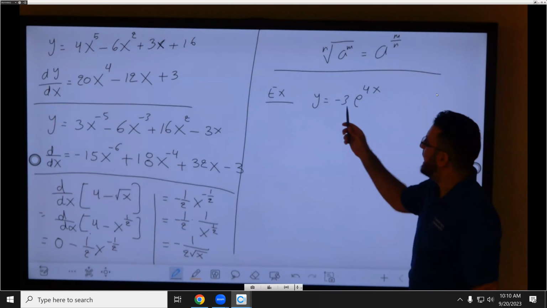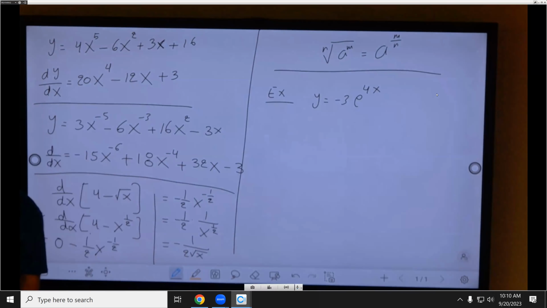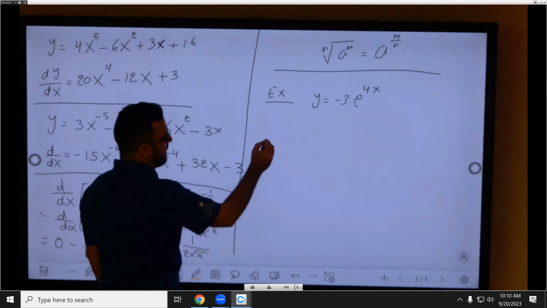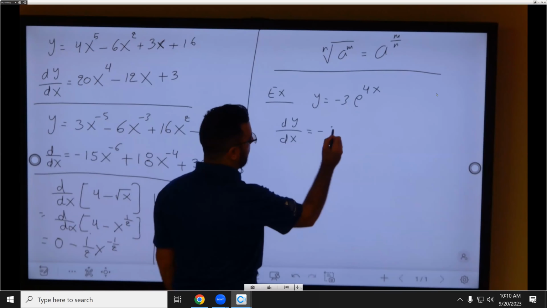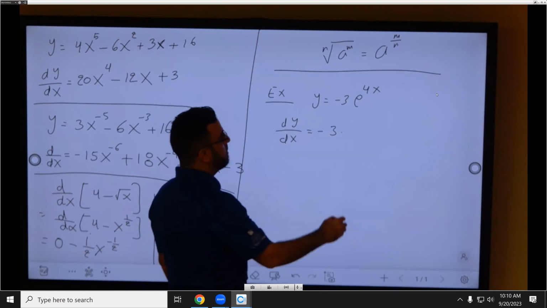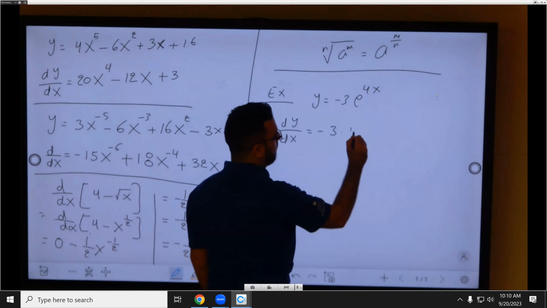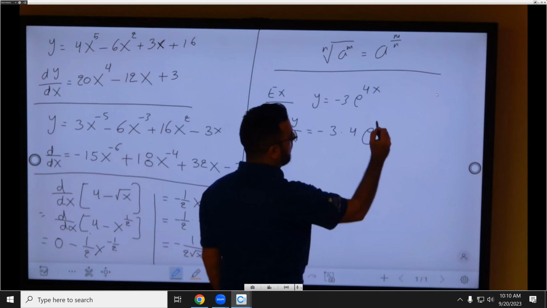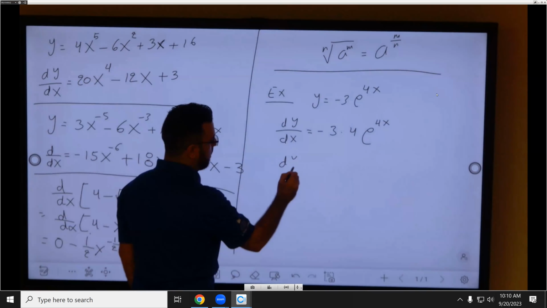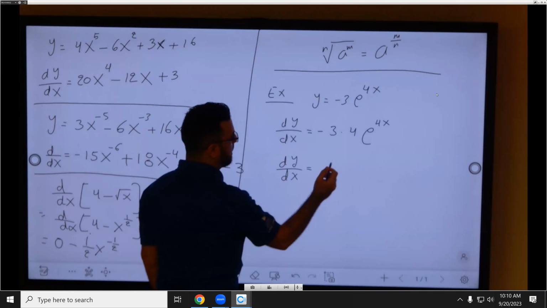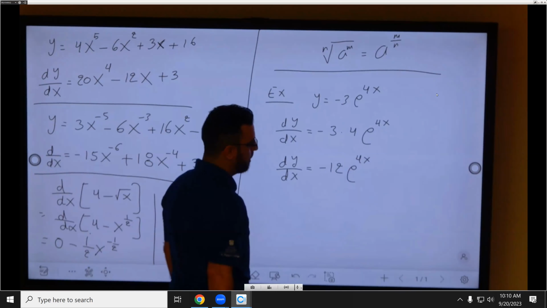y equals negative 3e to the 4x. Need to find the derivative. It's an exponential function. You see rule number 3? So the derivative dy over dx is going to be, here is negative 3 times what? 4. Yes, just the 4. Okay, just the number here. So times 4, and you write down the function exactly the same. That means dy over dx is going to be negative 3 times 4, negative 12, e to the 4x. You got it?